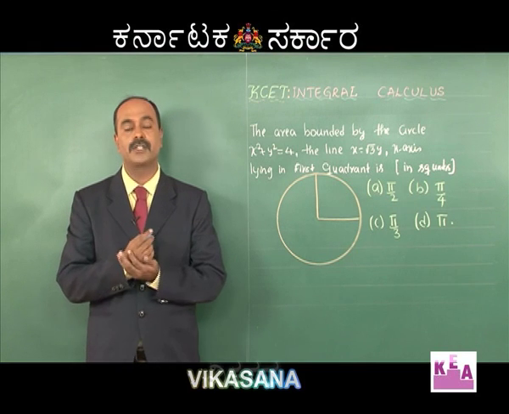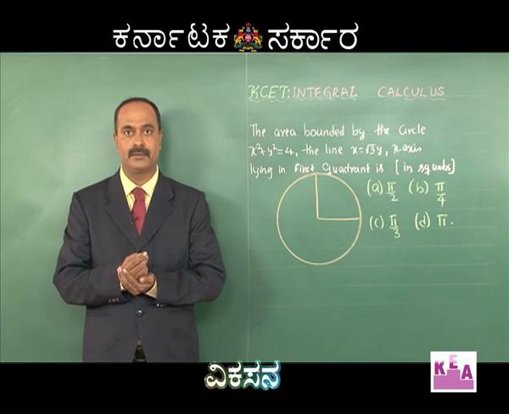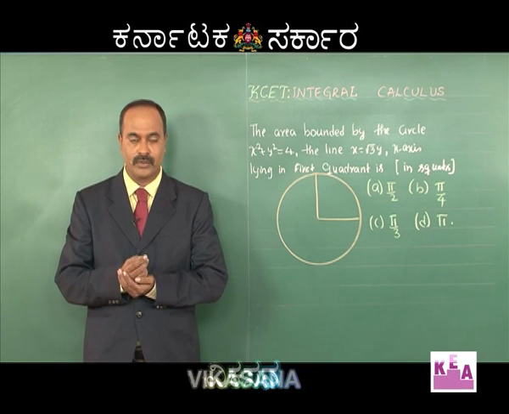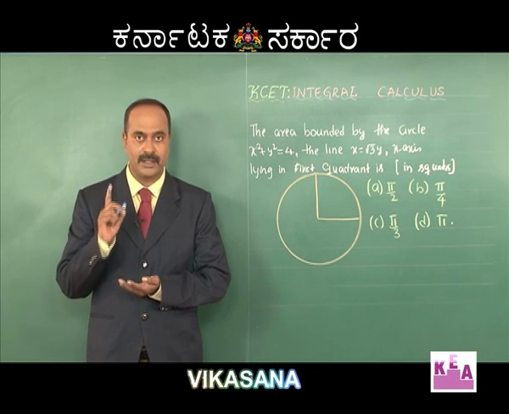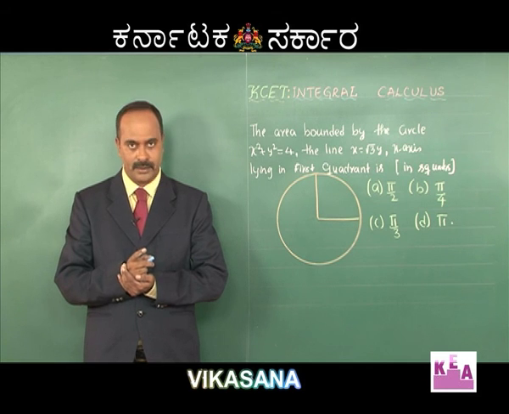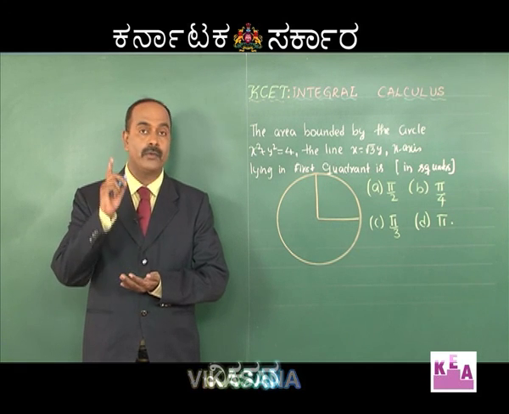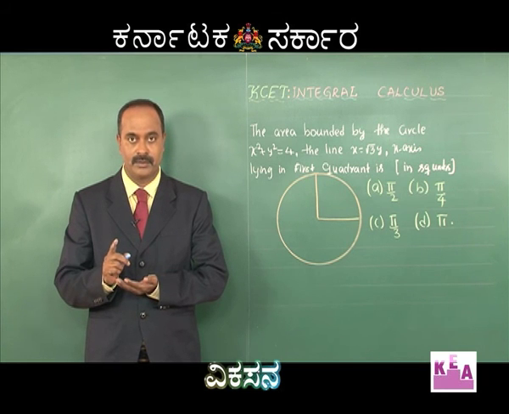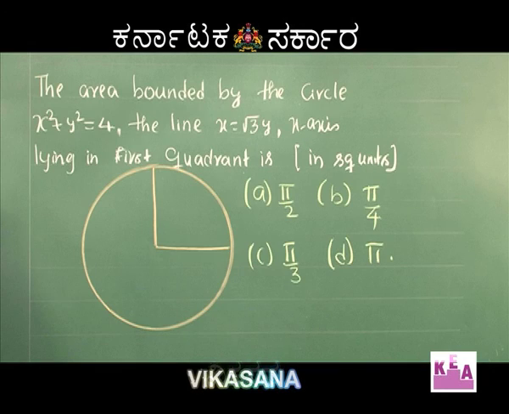The next question is based on the circle. Dear students, you must know this. x square plus y square is equal to r square represents a circle with center as origin and radius equal to r. And moreover, area of the circle is given by pi r square. With this knowledge, let us discuss this problem.